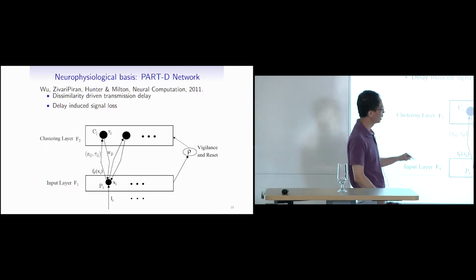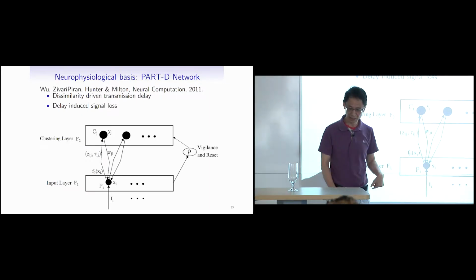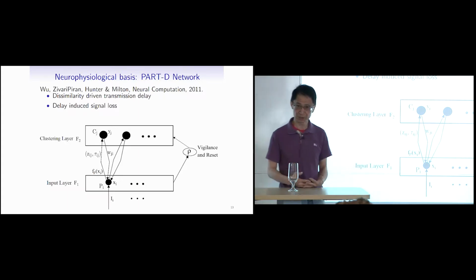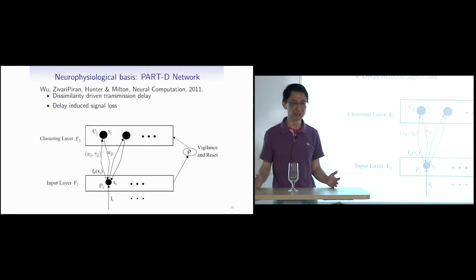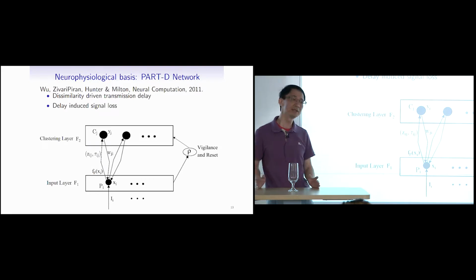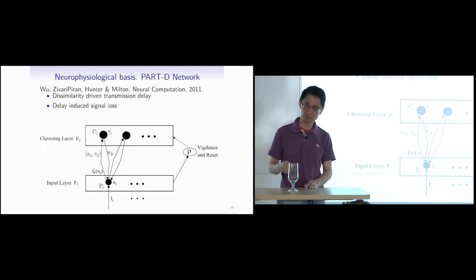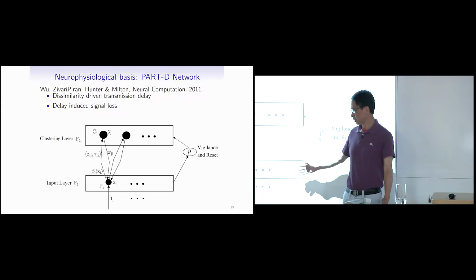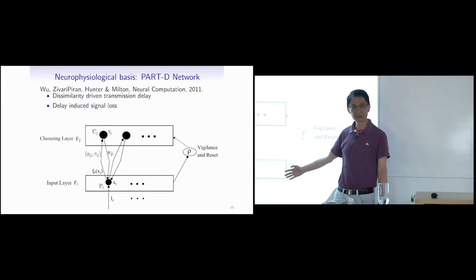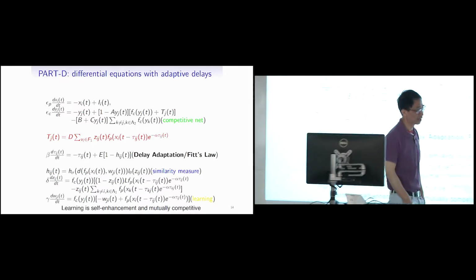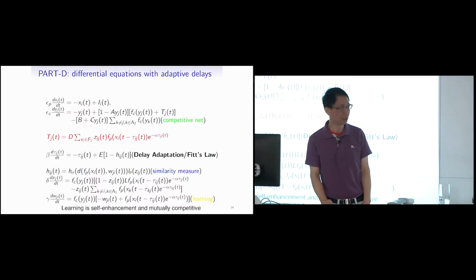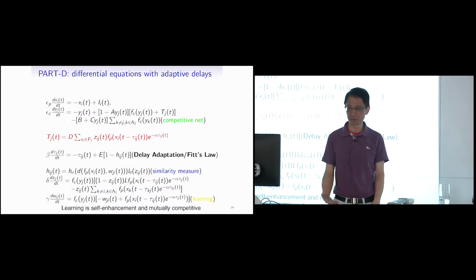Of course, what is important is not just signal transmission delay, but in another sense, the so-called signal transmission loss. In the past, we always believed signal transmission is lossless in our central nervous system. But if the signal transmission is delayed, then the signal is getting weaker and weaker. Okay? Now, if I put everything together, so I have input neurons, cluster neurons, synaptic connections, signal transmission delay, and delay-induced signal transmission loss, then I get something that I always like. It's a multi-layer dynamical system with adaptive delay.